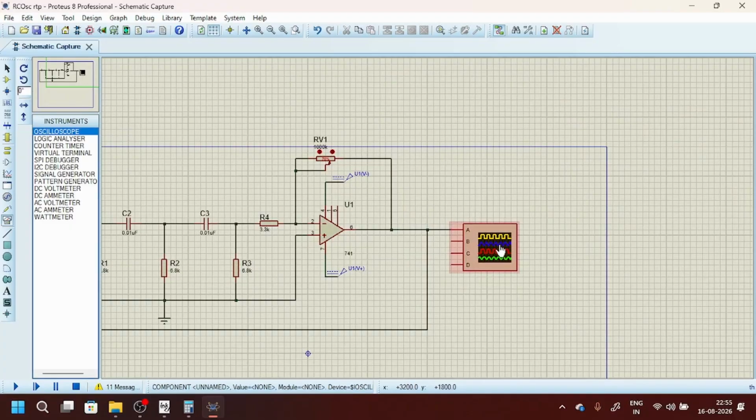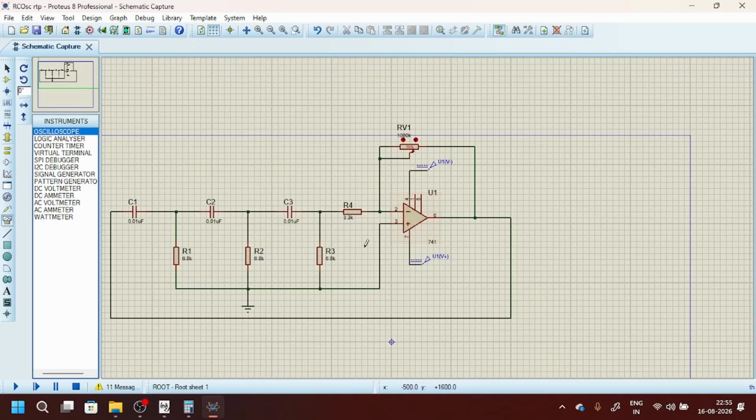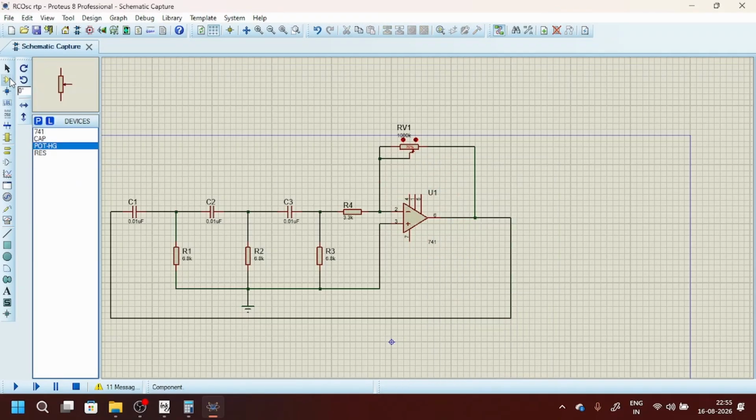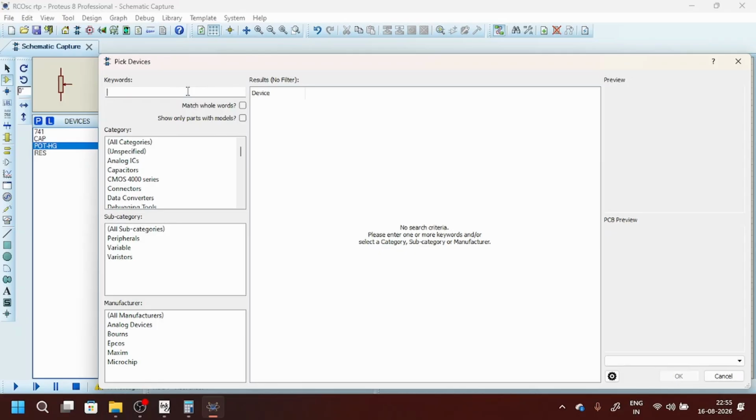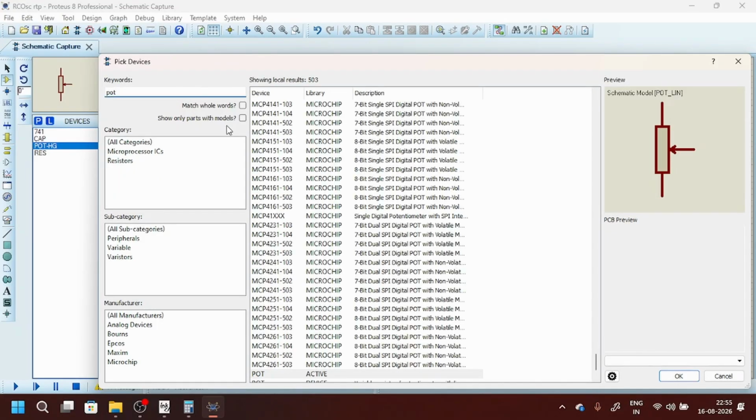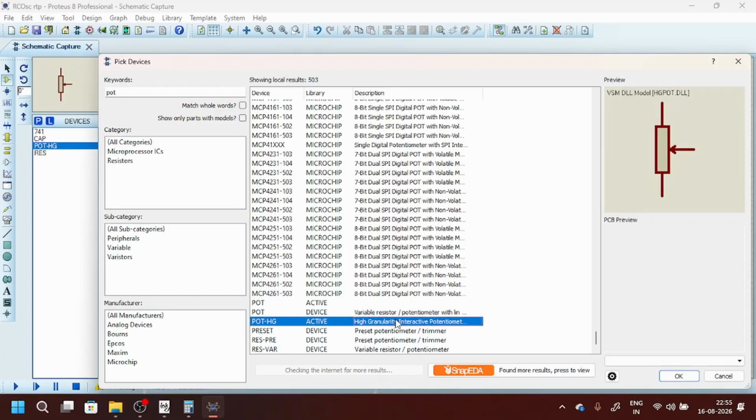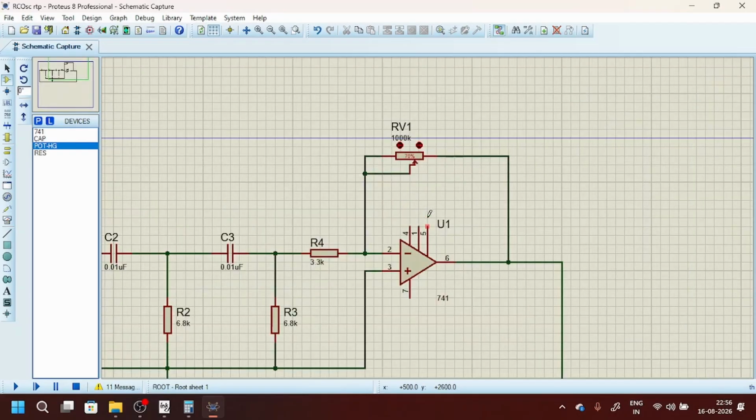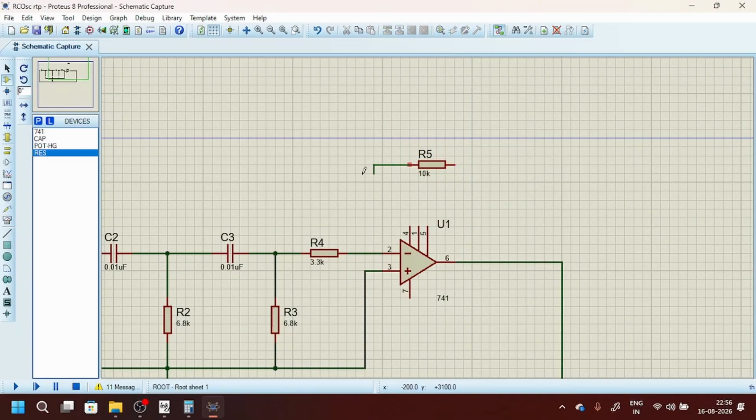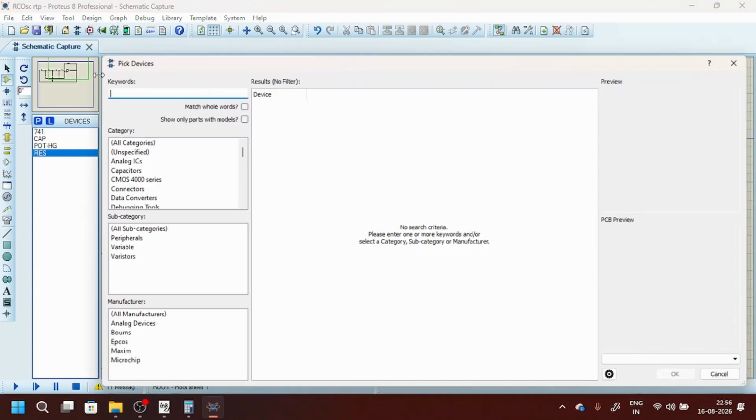And in this, I'm going to remove this and this one also and this one also. Instead of that, first of all, I have to check whether my potentiometer has a footprint or not. No, this does not have a footprint. So practically, you can place a resistor itself. So I'm just removing this also, and I'm placing a resistor like this.